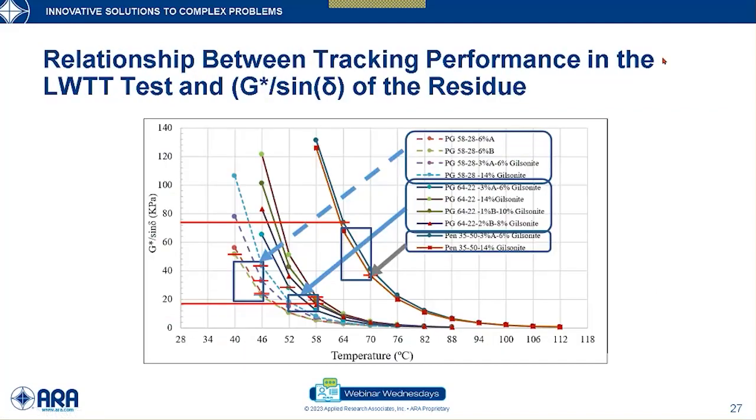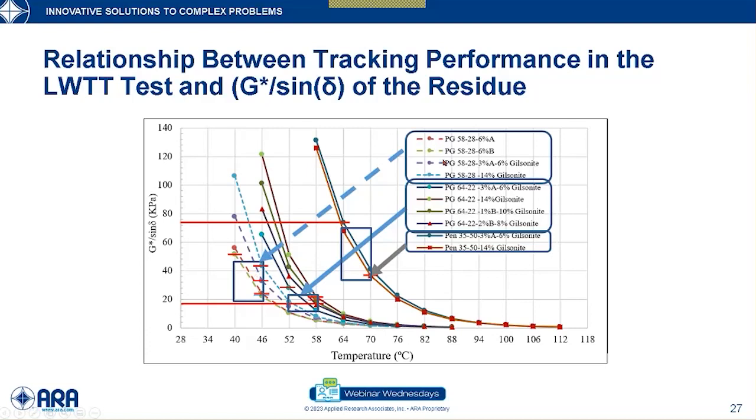This result will be more clear with this plot. You can see the plot I did, the G*/sin delta versus temperature. You can see the neat binder, PG 58-28, has, you can say, a fixed region of tracking. And all the red bars you are seeing denote the trackless temperature of this asphalt emulsion residue.